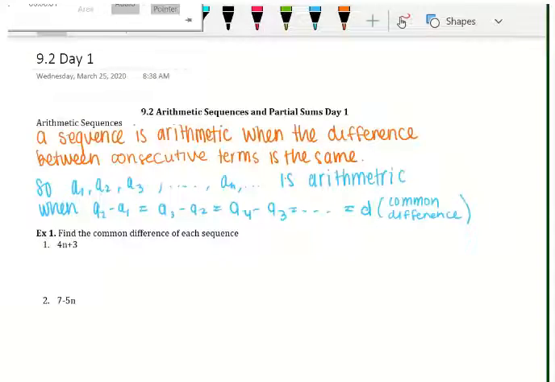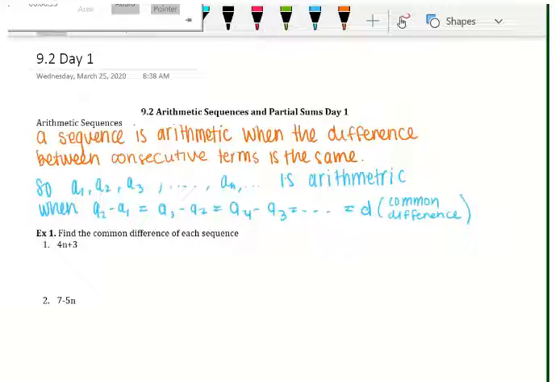All right, so this is 9.2, arithmetic sequences and partial sums, part 1. Arithmetic sequence definition: a sequence is arithmetic when the difference between consecutive terms is the same. So let's say you have a sequence a1, a2, a3, and an. Well, that's going to be arithmetic if the difference between each term is the same. So a2 minus a1 is equal to a3 minus a2. And then you keep on going, and that's what we call the common difference.